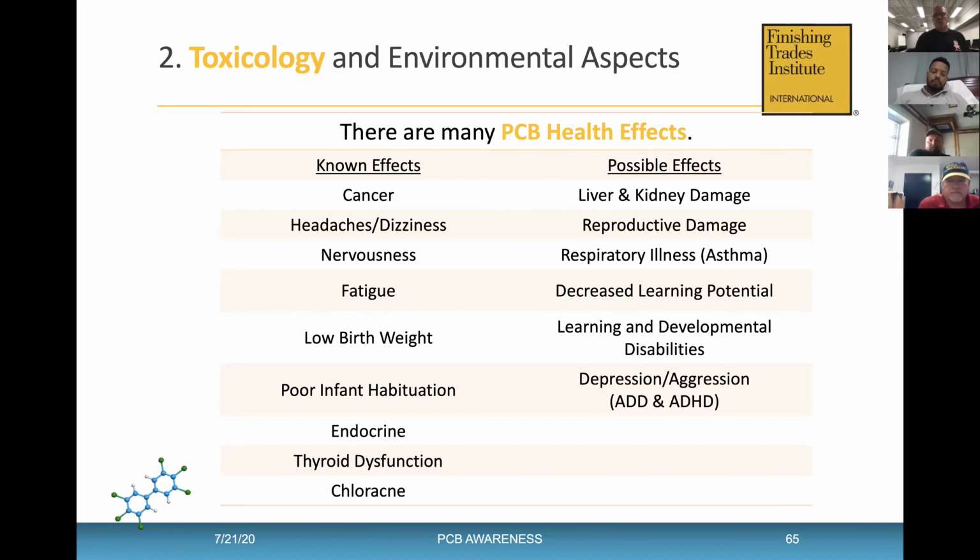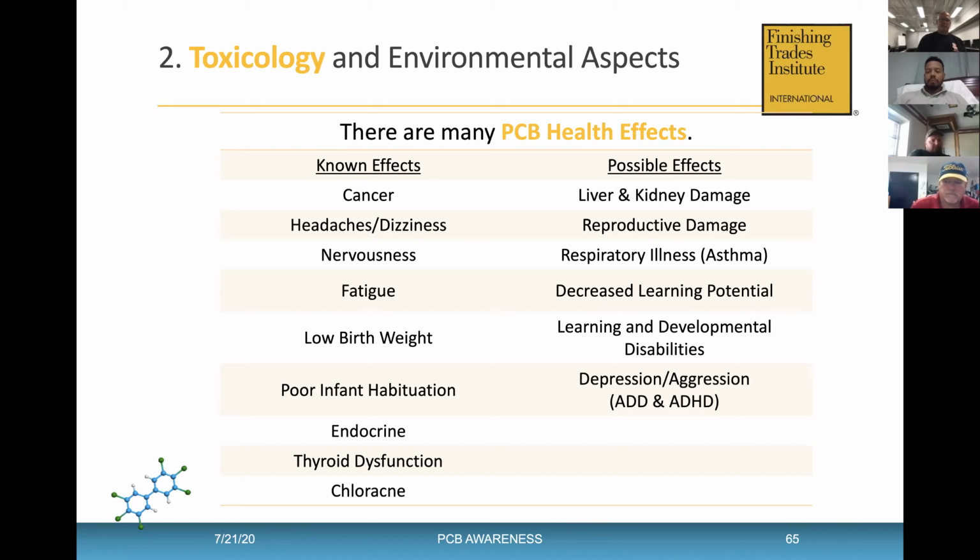What's the word I'm looking for? Your system that fends off colds and all that good stuff. Immune system, thank you, Wayne, gets disrupted. Your thyroid system can be disrupted. Chloracne, so you can have a really nasty skin disease.